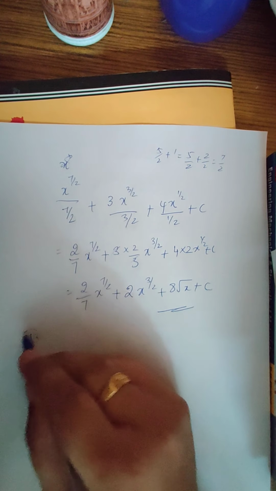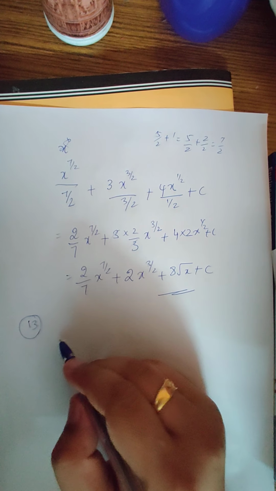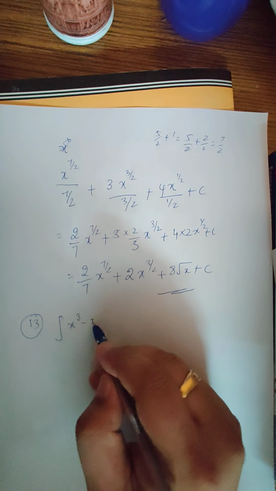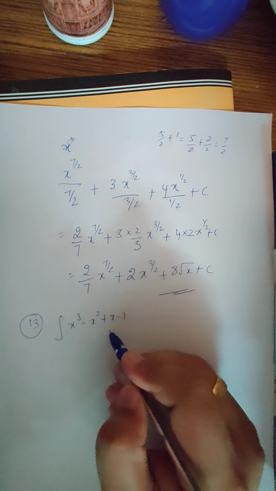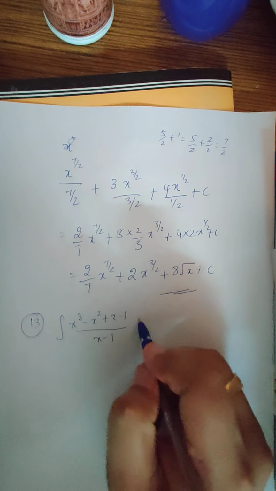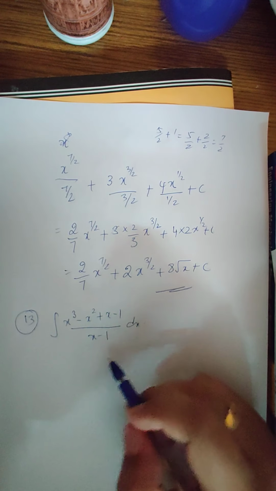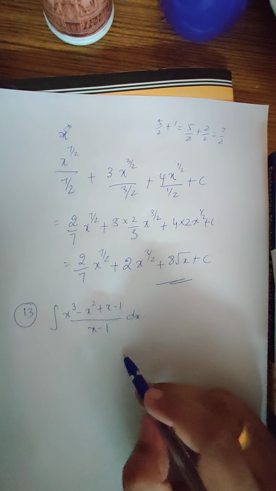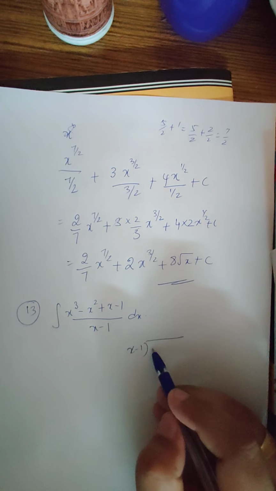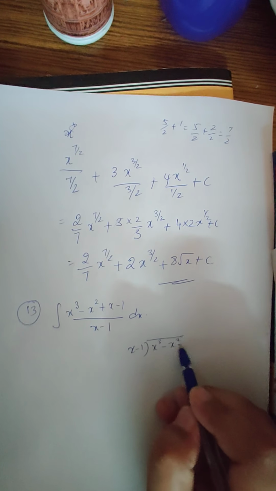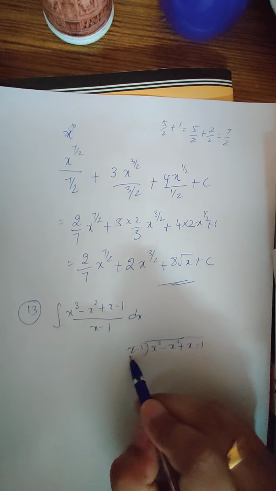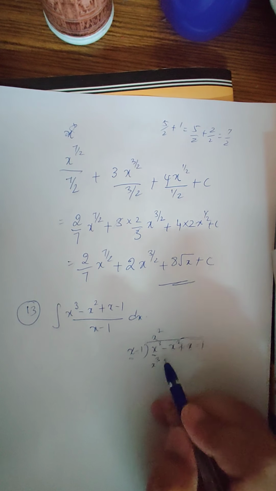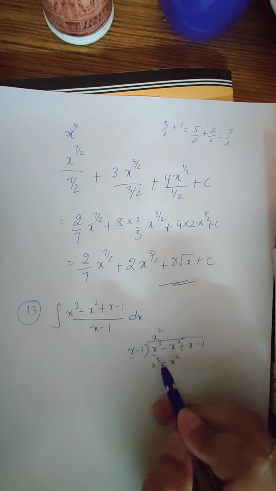Next, 13th problem, we have integration of (x cube minus x square plus x minus 1) by (x minus 1) dx. Here you are dividing by a binomial. For this you have to do the long division, students. First simplify x minus 1 and this will be x cube minus x square plus x minus 1. So x into x square will be x cube, minus 1 into x square is minus x square.